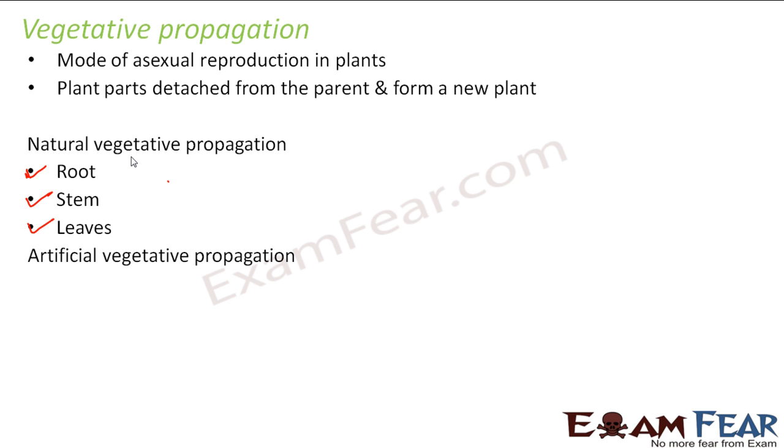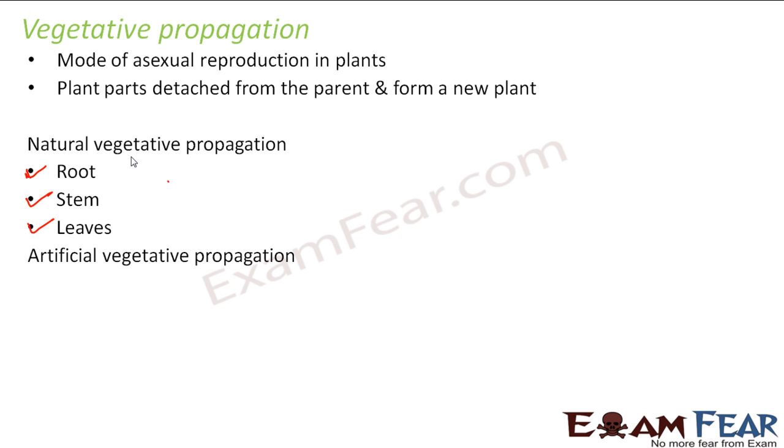The next category is artificial vegetative propagation. Here we talk about certain artificial or man-made methods by which we can actually grow more plants. It will not happen on its own, but human beings can make more plants grow from one plant. For example, if you have one rose plant in your house, but you want 10 rose plants, that means you want that rose plant to reproduce. So you artificially grow 10 more rose plants. That is called artificial vegetative propagation.